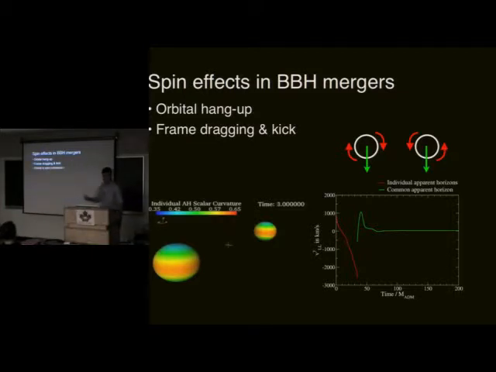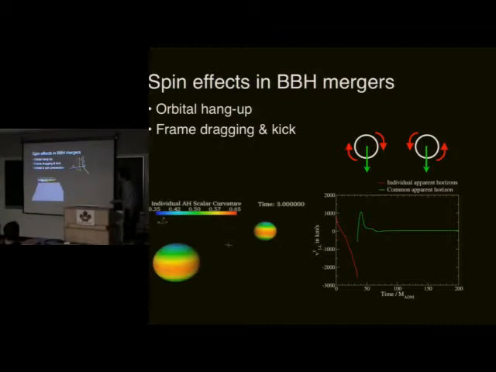And the last thing I want to mention is more than just this hang-up. The spin can actually cause the orbits to precess out of the equatorial plane, and it can cause the spins to precess. The initial configuration here, these are just unit vectors pointing in the directions of the initial spin of one hole and then the other hole. The green one is going to end up being twice as heavy, twice as massive, as the red one. And then here's the initial orbital angular momentum direction.